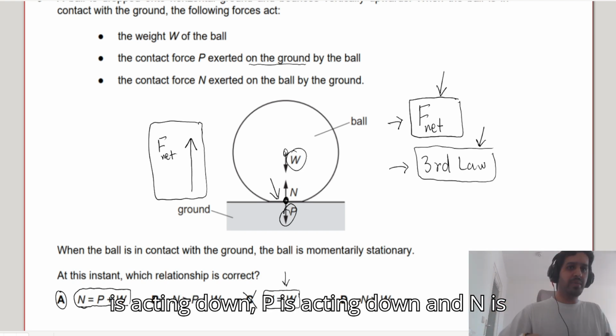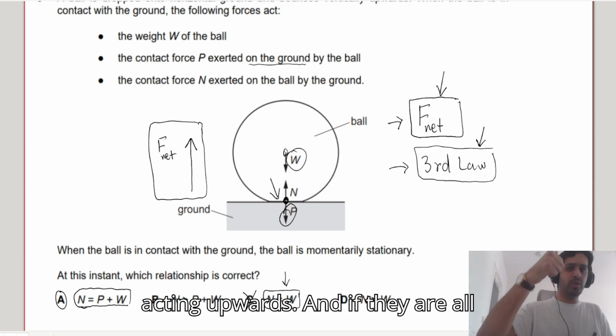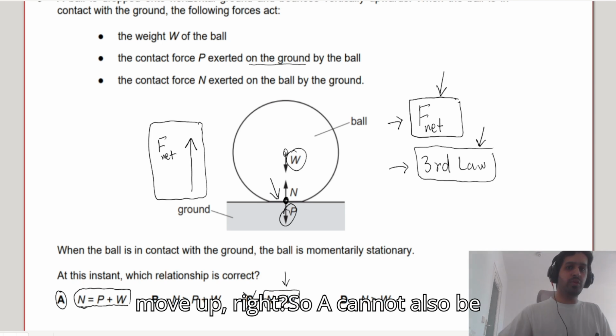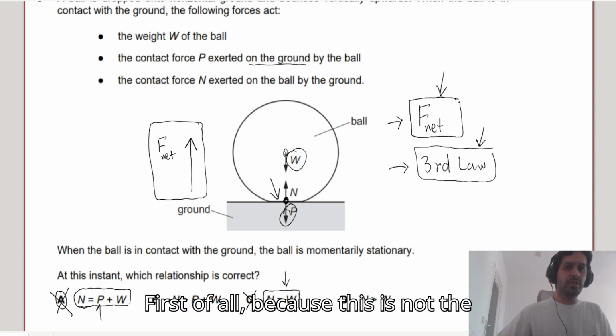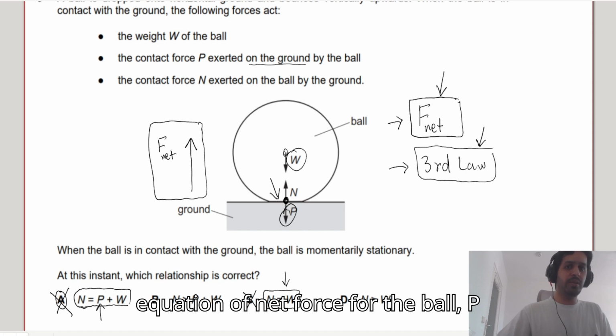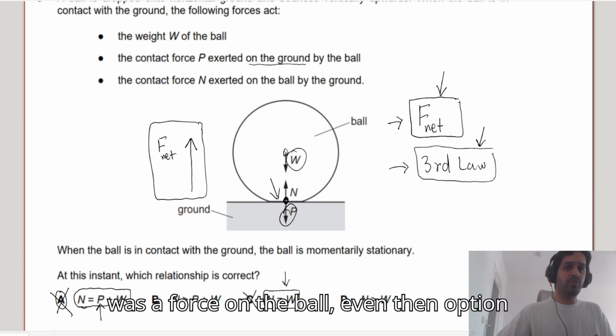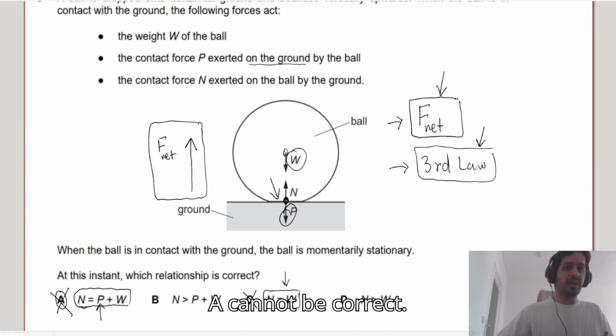because W is acting down, P is acting down, and N is acting upwards. And if they are all balancing each other, the ball would not move up, right? So A cannot also be true. First of all, because this is not the equation of net force for the ball, P should not be here. And even if it was a force on the ball, even then option A cannot be correct.